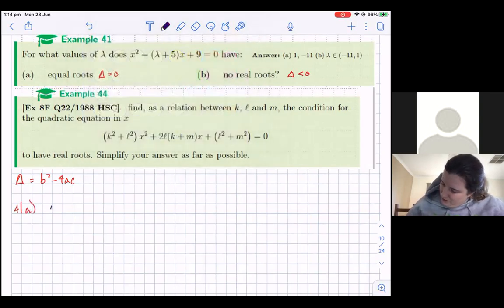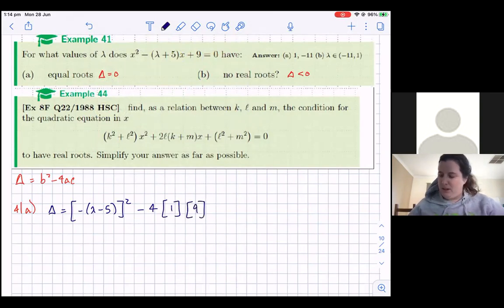So for here, my discriminant is b squared take 4ac. So it's negative lambda take 5 squared, take 4 times a, which is 1, times c, which is 9. I'm just using square brackets because I wanted something different when I squared that negative lambda take 5. Anyway, don't stress about it. This negative is going to disappear, so we're going to just have lambda take 5 squared, take 36.